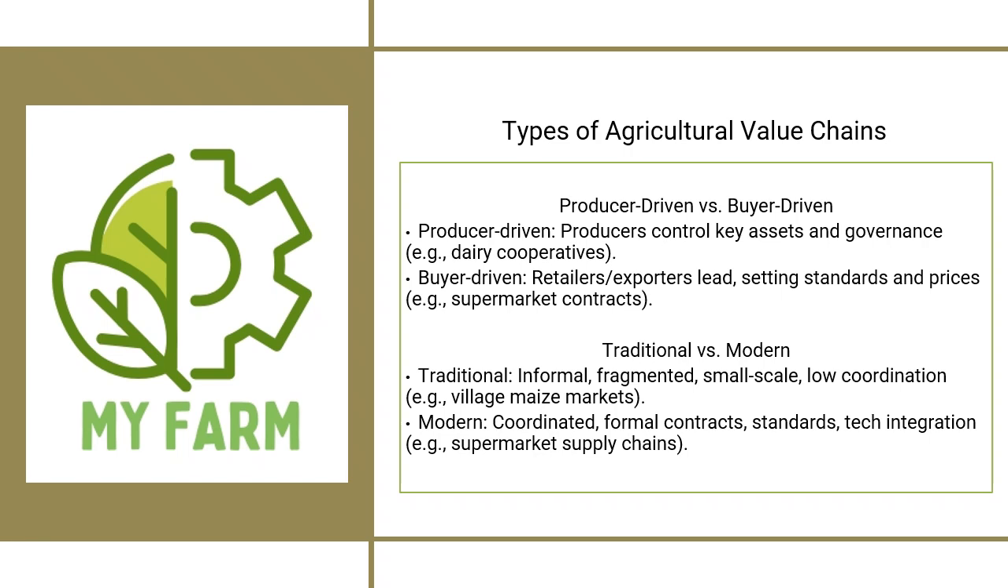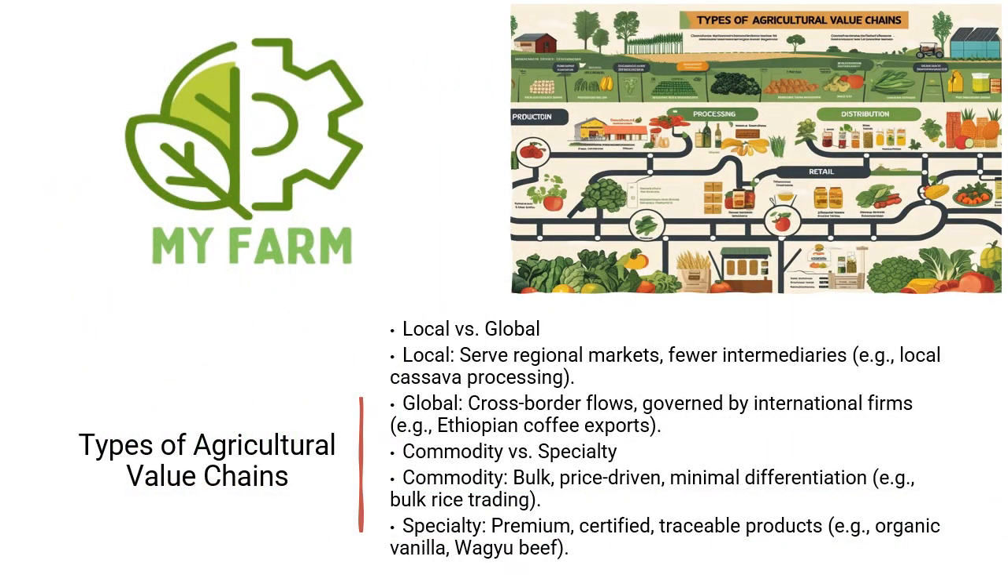Modern chains feature coordination through formal contracts, standardized requirements, and technology integration. Supermarket supply chains exemplify this model with sophisticated logistics, quality control systems, and electronic data interchange connecting all participants. Two additional classification dimensions help us understand agricultural value chains: the geographic scope and the level of product differentiation.